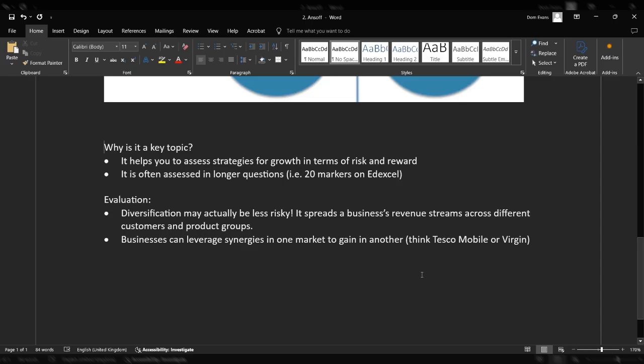So businesses can often leverage their strengths from one market and develop synergies by launching in another. So think about Tesco Mobile, Tesco Bank, right? Tesco is a supermarket, but they've used their brand image to go into new products. Virgin is a great example. In the pandemic, Virgin gyms shut down, but they were also selling Virgin Mobile, Virgin Broadband products, and those products increased in revenue for Virgin. So we can be a little bit critical of Ansoff as well. It's a really important topic, and hopefully that's given you a quick revision on it.